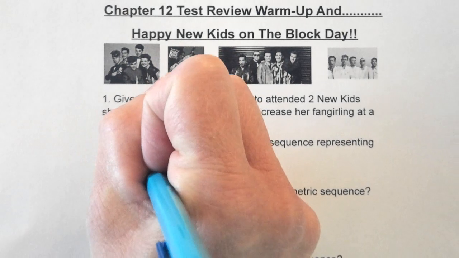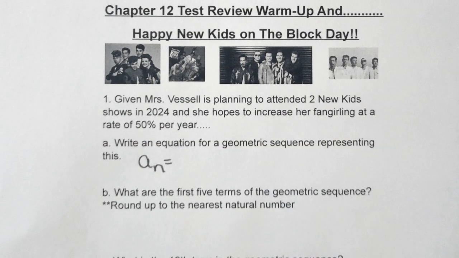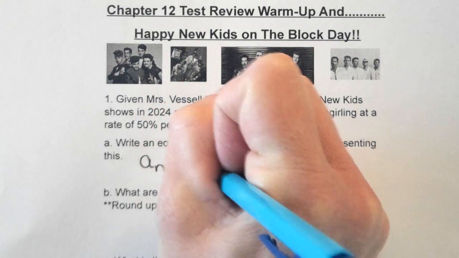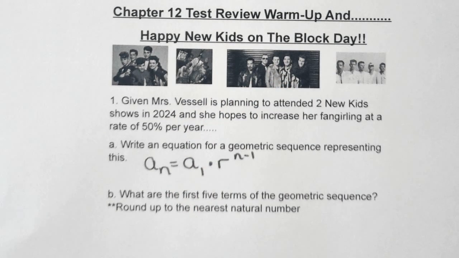Okay, so remember your basic equation, and maybe this is something that goes on your note card. A sub n equals a sub 1 times r to the n minus 1. So that's your basic formula for a geometric sequence. I would definitely have that on my note card. And again, if you're titling it, it's the basic formula for a geometric sequence, just the formula if you were writing an explicit equation.